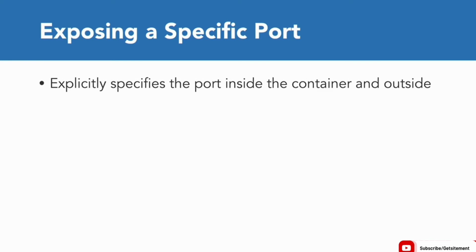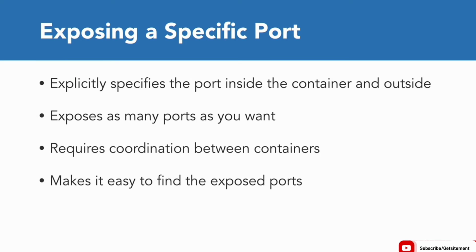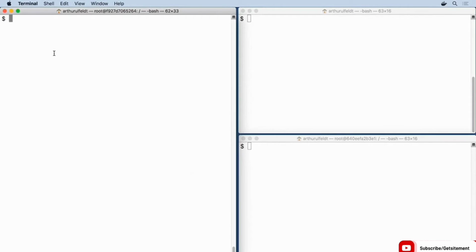To expose a specific port, specify the internal port that the program is listening on and what port it should be listening on the outside as well. You can also say what protocol to use, and there are many more options, but we are going to cover the fundamentals here. Let's head on over to the terminal and give this a try.